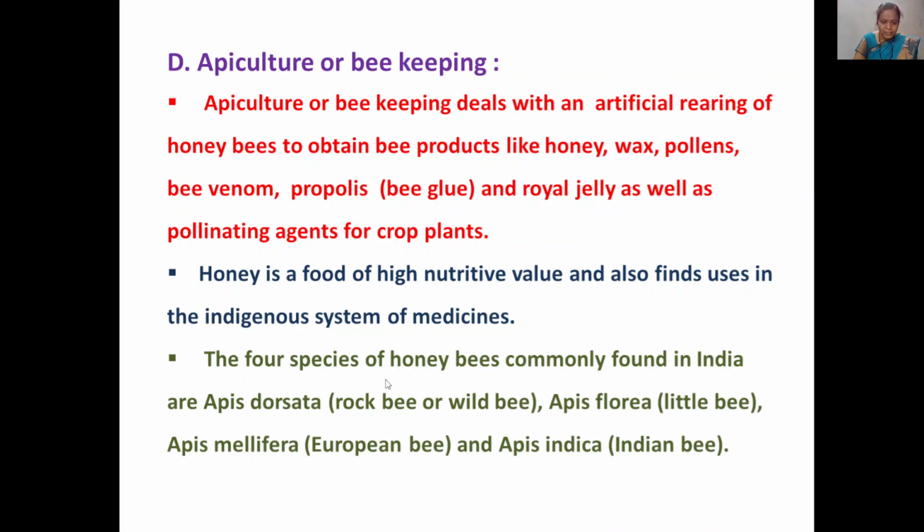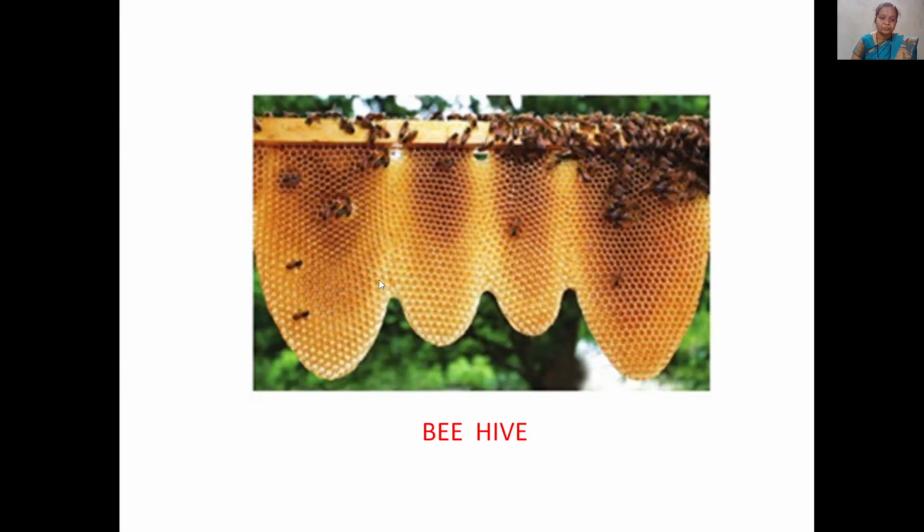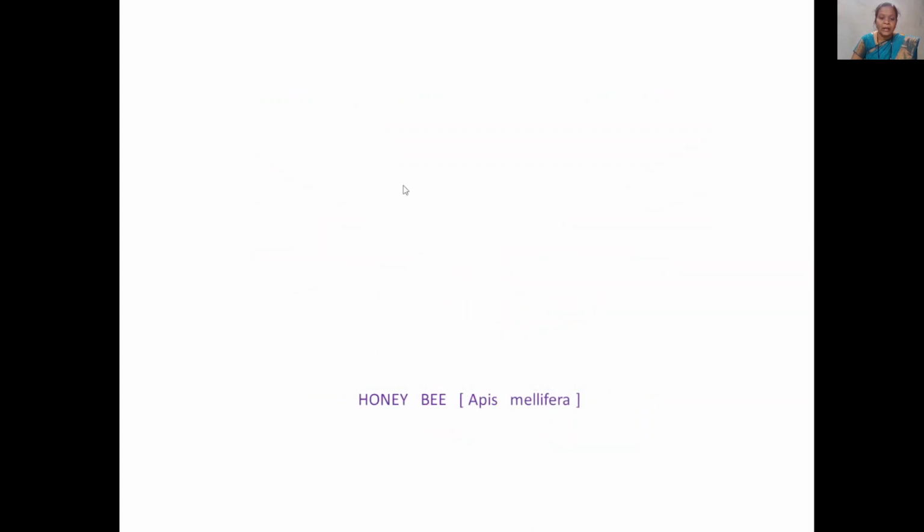The four species of honeybees commonly found in India are Apis dorsata, that is the rock bee or wild bee, Apis florea, little bee, Apis mellifera, that is the European bee, and Apis indica, that is the Indian bee. Go to next slide. We see here a beehive. Go to next slide.